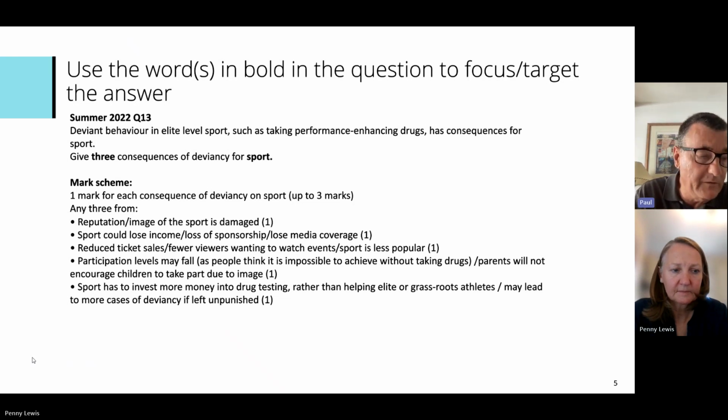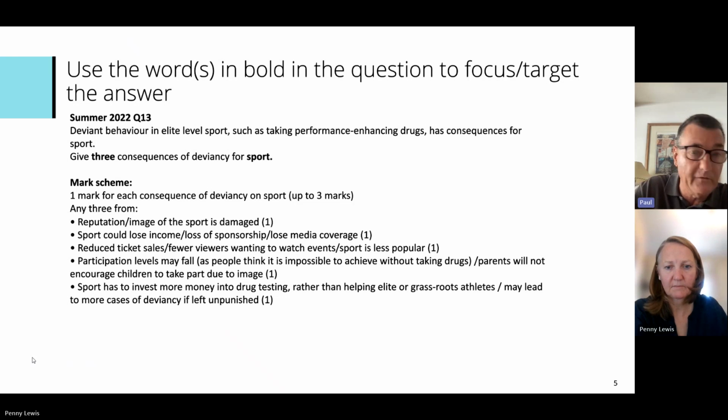On component 2, this is particularly important when there are questions related to the specification item 3.2.2, which states the advantages and disadvantages of commercialization and the media for the sponsor, the sport, the player or performer, or the spectator. For example, on the 2022 paper, candidates were told that deviant behavior in elite level sport, such as performance enhancing drugs, has consequences for sport, which was in bold. The candidates were then asked to give 3 consequences of deviant behavior for sport.